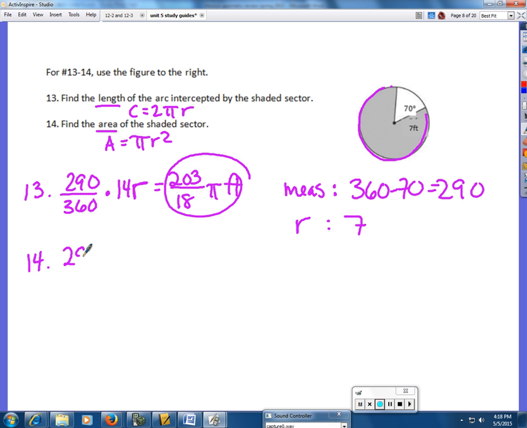So again, I have 290 over 360, but for 14 I need area, so I'm using pi r squared. So r is 7, r squared would be 49, and this is going to equal 1,421 over 36 pi feet squared.